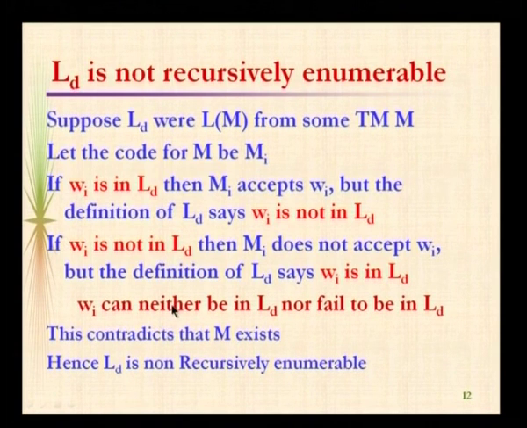So what it shows is that Wi can neither be in LD nor fail to be in LD. We are not able to prove that Wi is in LD, and we are not able to prove that Wi is not in LD. This is the contradiction, which proves that the language LD has no Turing machine for its recognition. If a language has no Turing machine for its recognition, then immediately we can say it belongs to the class of non-recursively enumerable languages. So this is the first language we see as a non-recursively enumerable language.